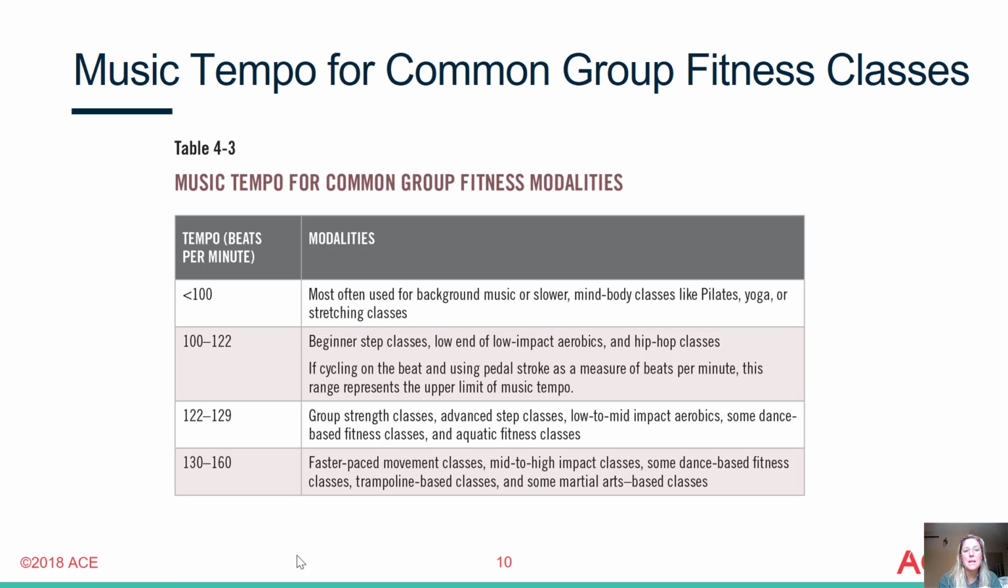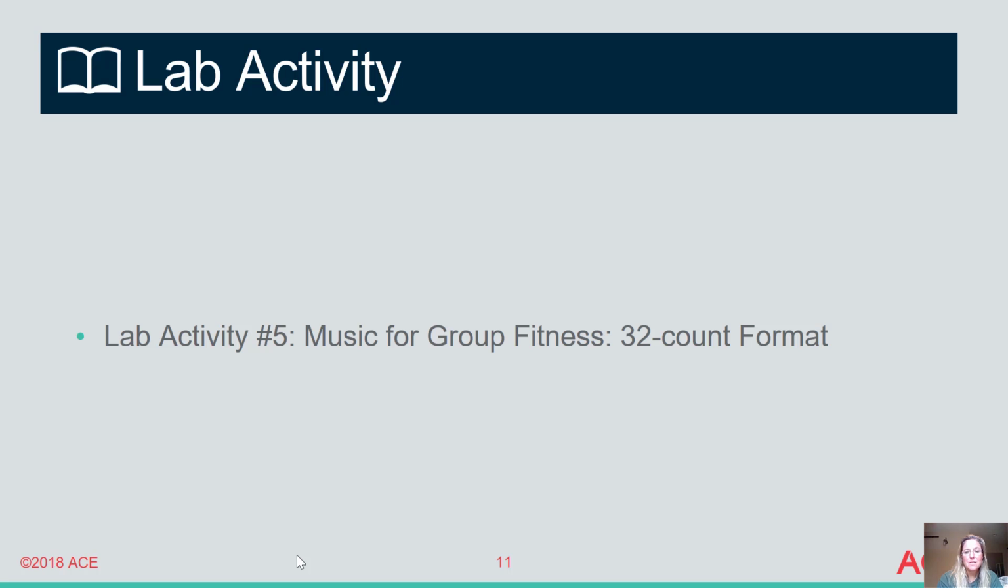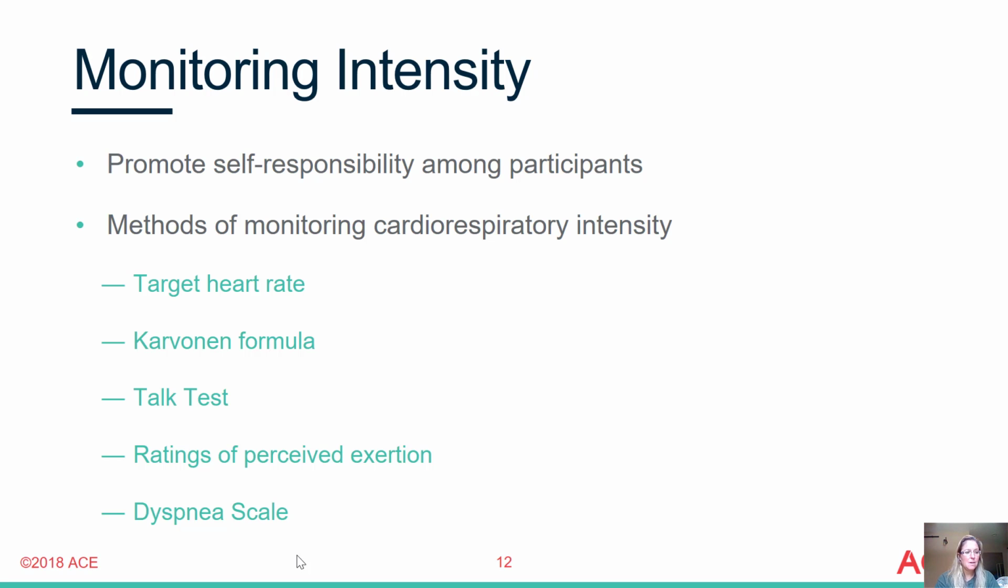If we're looking at beats per minute, what's a common tempo that works best for our group fitness classes? Like I said, in class, we're going to work together doing a lab where we look at music and identify that downbeat and things like that. So this will be a good lab for us to practice together in class.